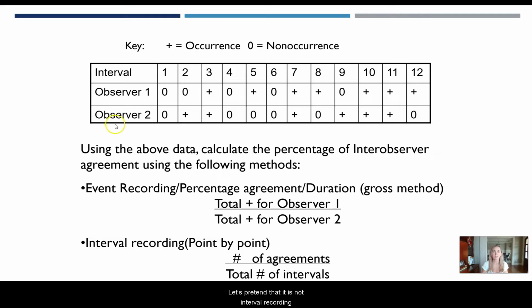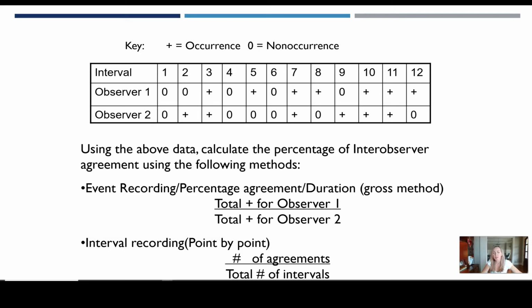Let's look at this data here. Let's pretend that it's not interval recording, that we have observer 1 and observer 2. So observer 1 saw the behavior occur 1, 2, 3, 4, 5, 6, 7 times. Observer 2 saw the behavior occur 1, 2, 3, 4, 5, 6 times. So if this were just event data, event recording, you would take 6 divided by 7. So 6 divided by 7 is about 86%. So in that case, your inter-observer agreement would be 86%.